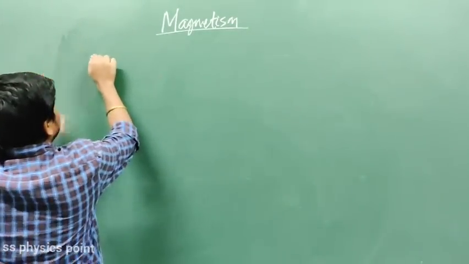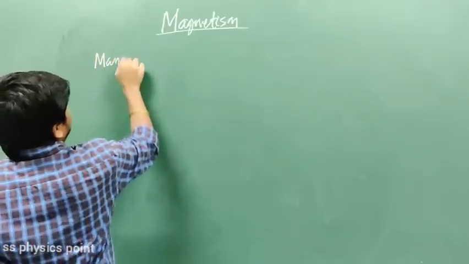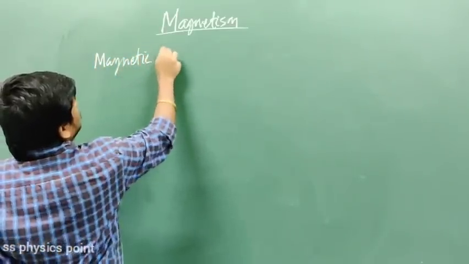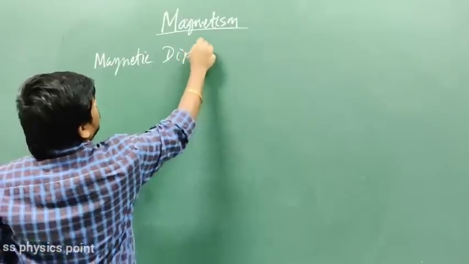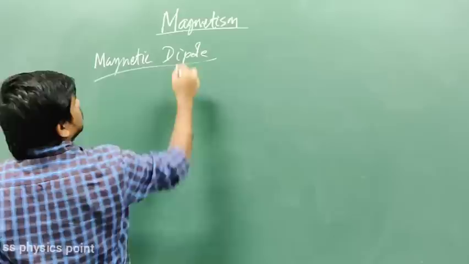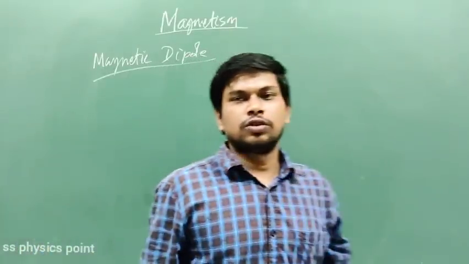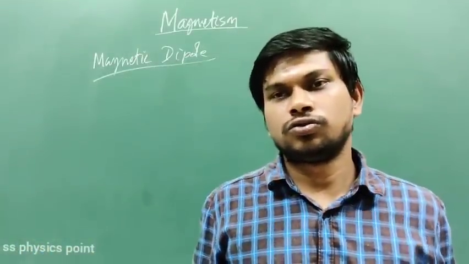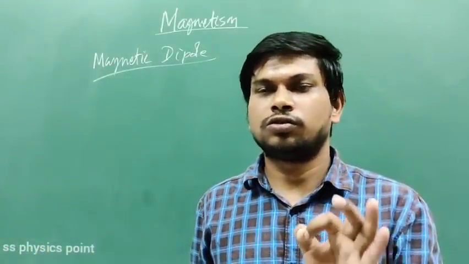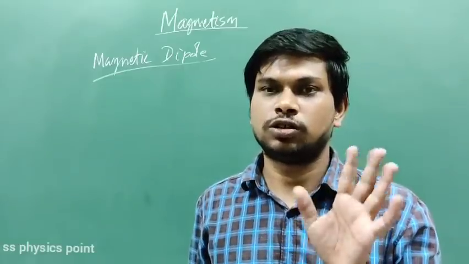Then next one is what? Dipole. Magnetic dipole. Everyone just try to remember what the dipole was. What was dipole? Electric dipole. Those who can't remember, I'm pretty sure that they are not studying.